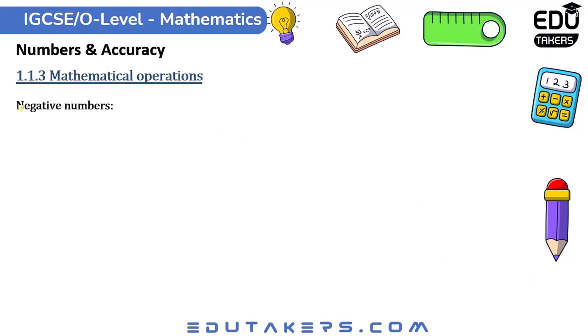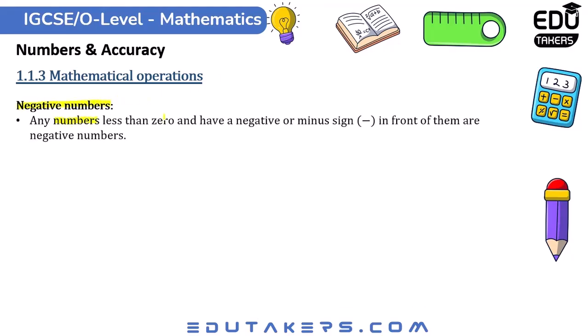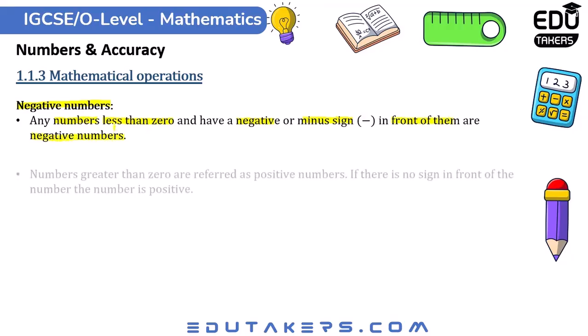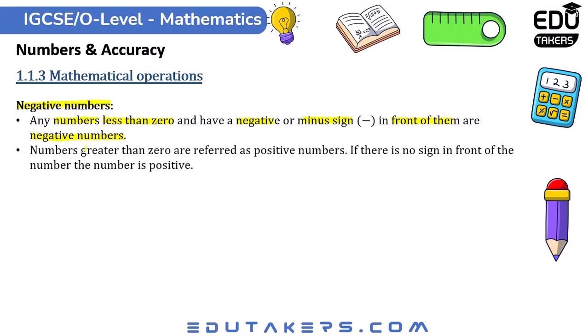The next is negative numbers. Any numbers less than 0 that have a negative or minus sign in front of them are known as negative numbers. Numbers greater than 0 are referred to as positive numbers. If there is no sign in front of the number, the number is positive.